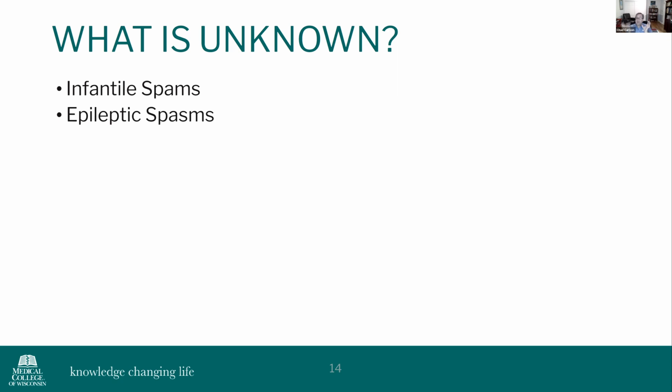So it seems to masquerade between the two, or flip-flop back and forth as to what the evidence suggests it is. So the classification system felt that the infantile and epileptic spasms really deserve their own category to recognize that there's less that we know, there's more that we need to learn. And so they are in the unknown category.